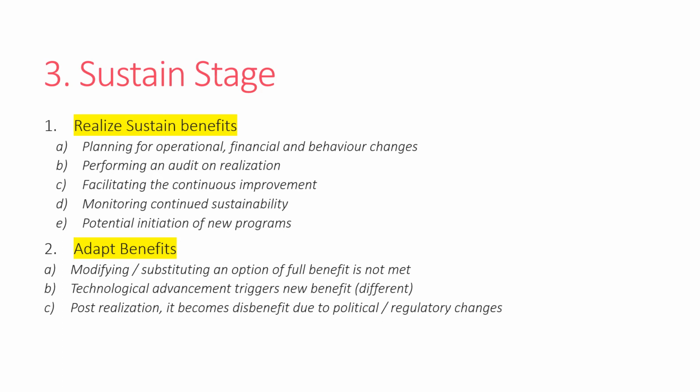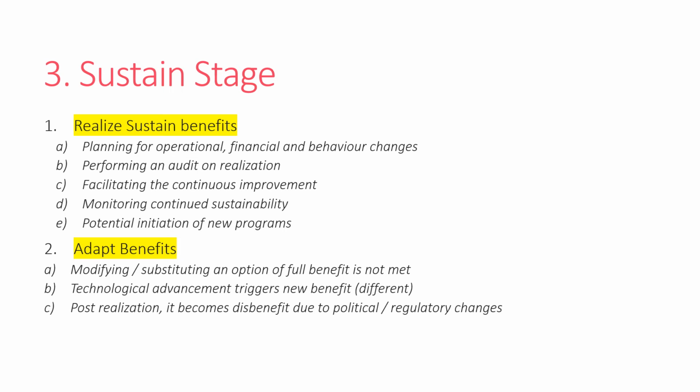So realize sustained benefits: the BRM life cycle goes beyond even execution and completion of the project. Even after that, during operations and sustaining, the realization of benefits might take years, right? So you need to plan for the operational, financial, and behavioral changes for sustaining benefits. You can perform an audit on realization, right? Once the project is executed and handed over to operations or to the benefit owner, the benefit owner can perform an audit on the realization.